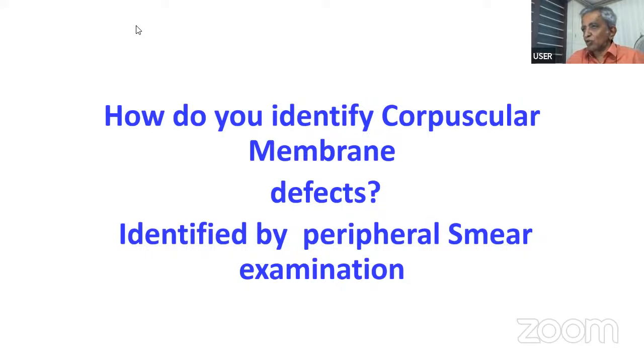Somebody has answered. Two answers have come. Howell-Jolly bodies increase reticulocyte count. Agreed. Howell-Jolly bodies also may be present in some of them, but that is specific for certain areas. Common things will be, one is increased reticulocyte count.